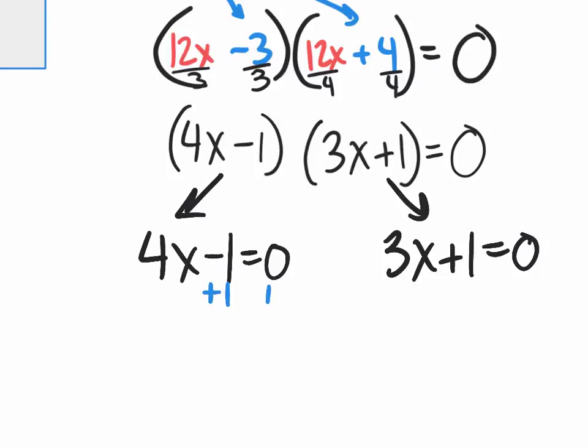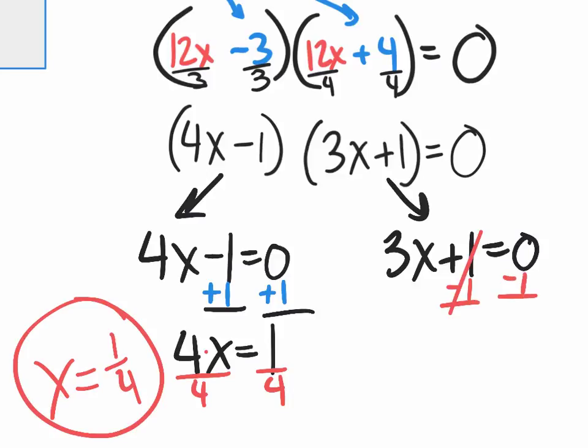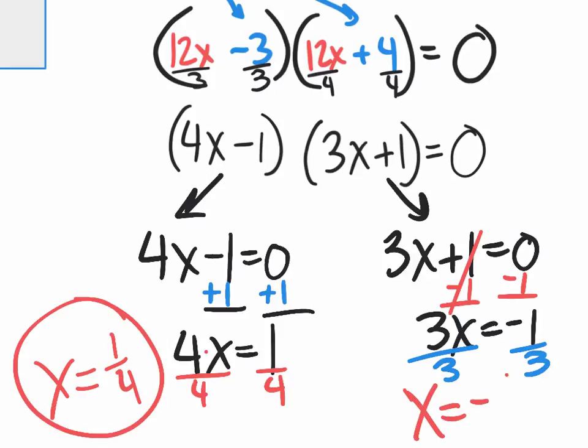So plus 1, we will get 4x equals 1. Final step would be to divide by 4. So we get x equals 1/4. That is one answer. And then we subtract 1 over here, subtract 1 over there. We'll have 3x equals negative 1. Then we divide by 3, divide by 3. So x equals negative 1/3 is the other answer.